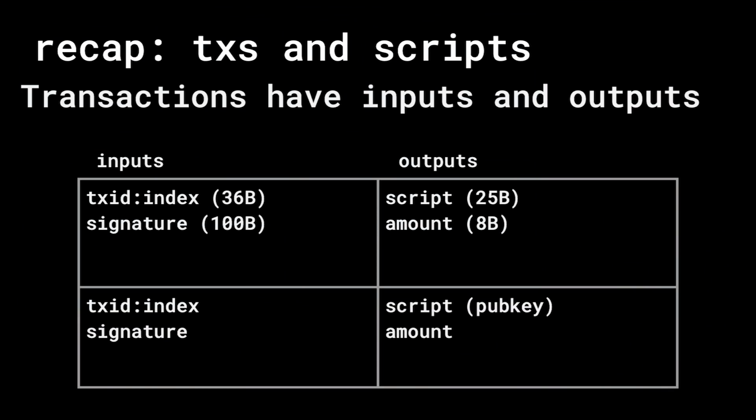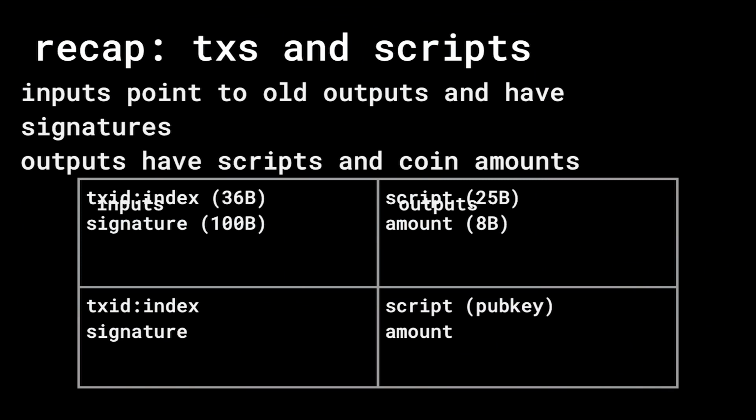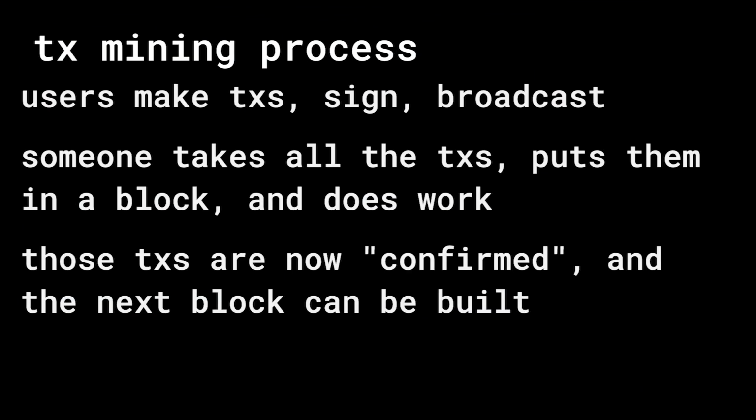Okay, so that's a message, pretty small. You can broadcast it around the network. Inputs point to old outputs, have signatures, outputs have scripts and coin amounts. Okay, so what do we do with all these things? What is the mining process?